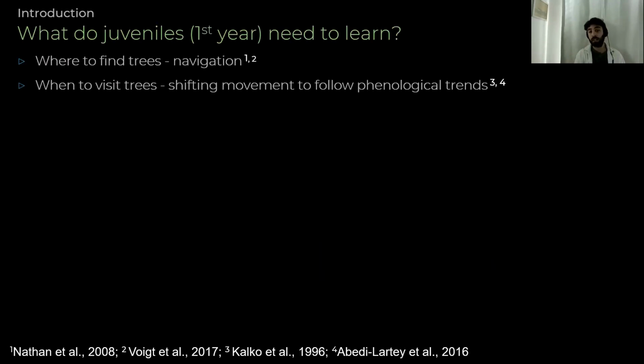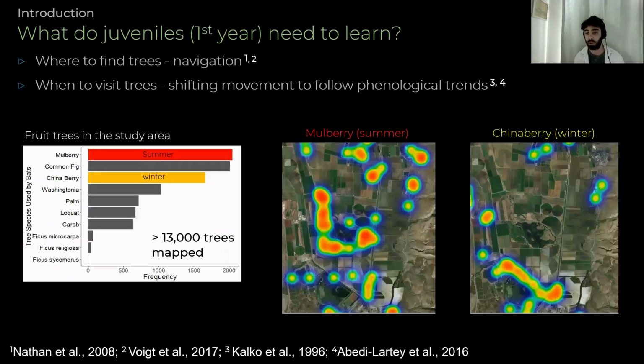So what do juveniles in the first year need to learn? First of all, they need to know where to find food, right? And the second thing that they need to know is when is the best time to visit the food. So let's say that they can learn where the food is relatively quickly, but in terms of when, it's a bit more complex. So for example, this is the distribution of two of the main species, the predominant species in summer, the mulberry, and the predominant species in the winter.